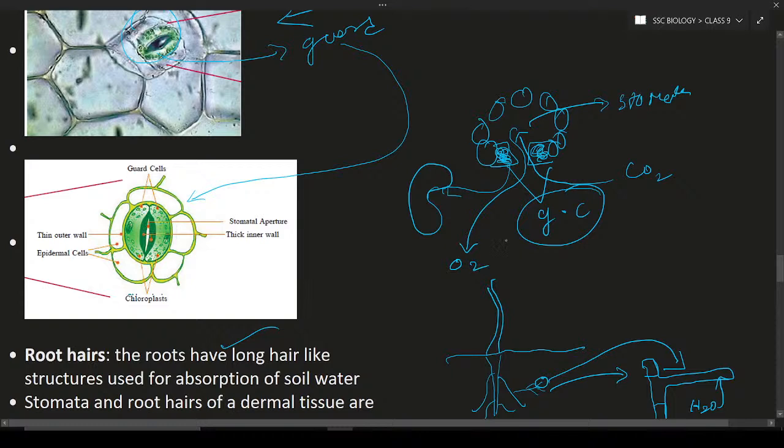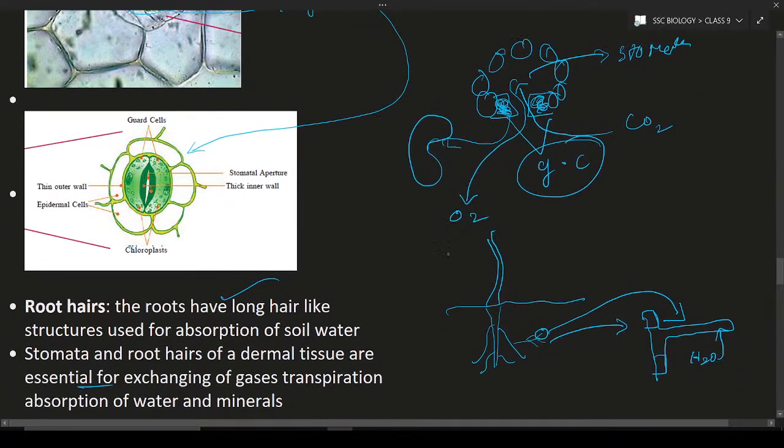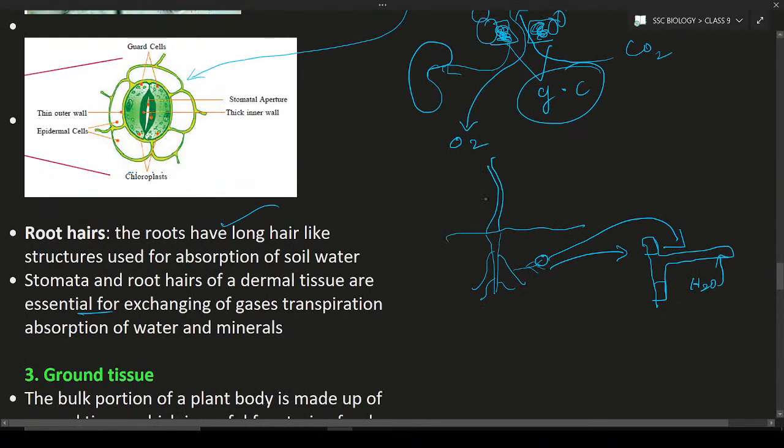What gases are being exchanged? Oxygen and carbon dioxide are being exchanged in the stomata. So this is about stomata. Not only stomata, root hairs also exchange gases.